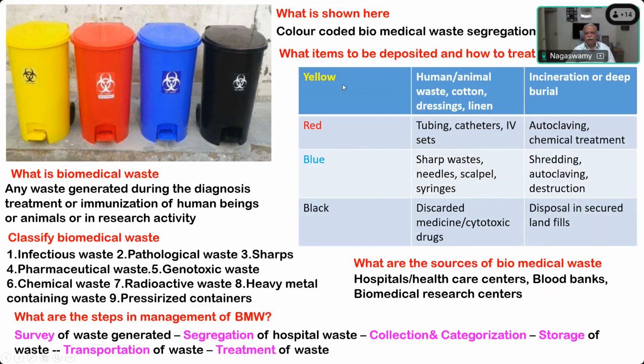So this is the yellow for human and animal waste, cotton, dressing, linen. Red for tubing, catheters, IV sets. Blue only for sharp waste like needles, scalpel, syringes. Black for discarded medicine or cytotoxic drugs. Okay? How they are disposed of is also given.